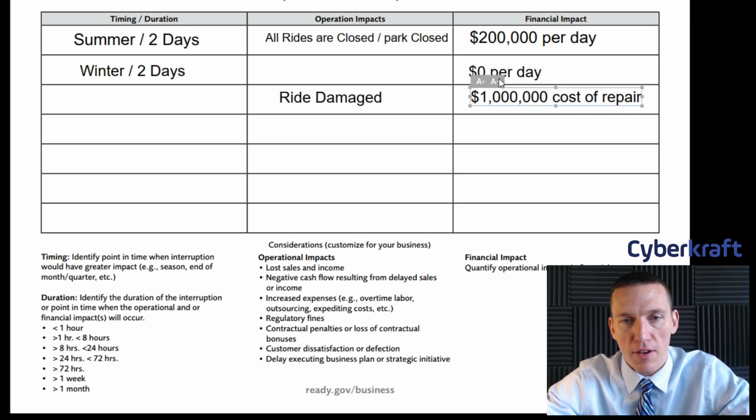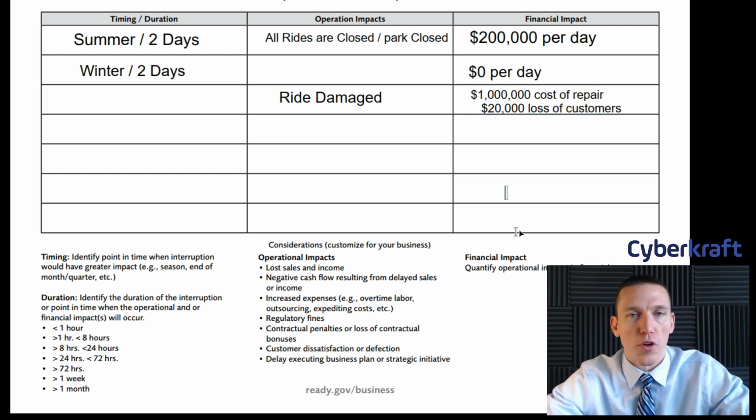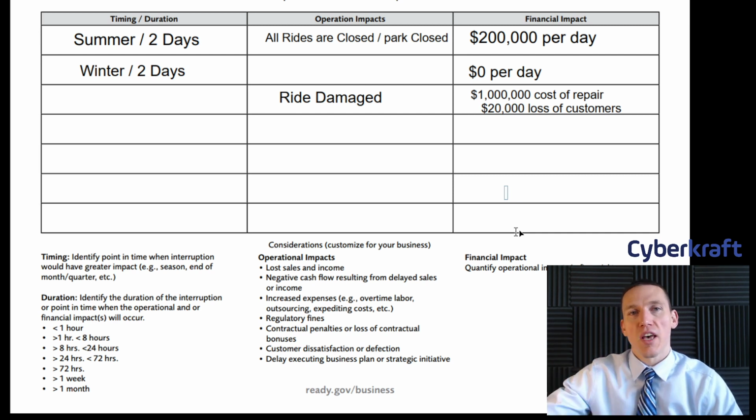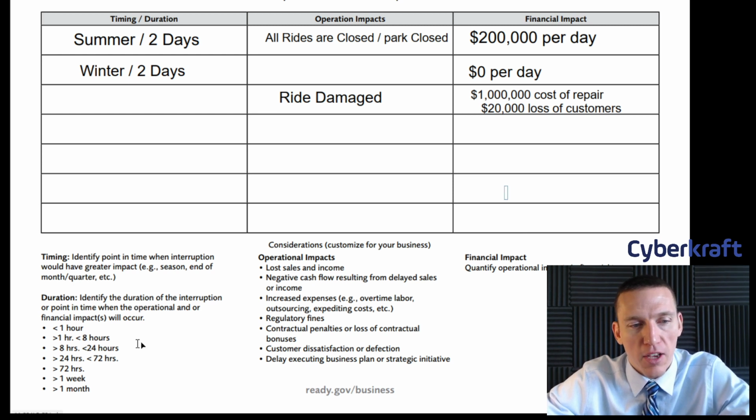And then you might also have loss of customers. Maybe this was your premier roller coaster, and you are losing customers to a more thrilling theme park because you've lost your main attraction. So you'd want to include the duration, the timing. We chose seasonal here, and we chose to measure this in days. It can be measured in hours. It can be measured in weeks or months. And then the possible impacts and the financial impact.